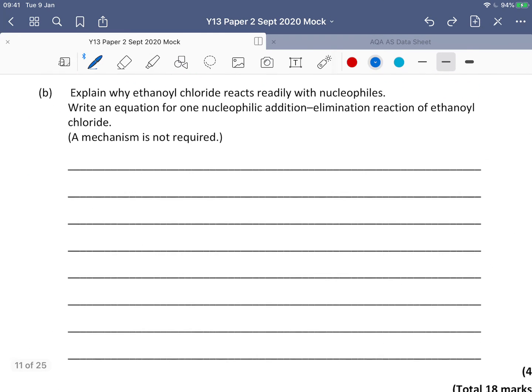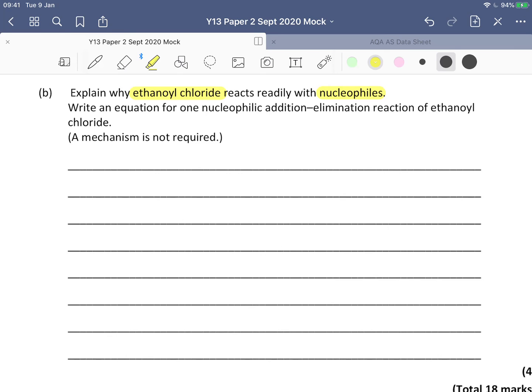All right, now I don't really like this question, to be fair, okay? What they want you to say to get 4 marks. But anyway, they ask you to explain why ethanoyl chloride reacts readily with nucleophiles. So I can sort of understand why they've taken the approach they do. We have to say something about ethanoyl chloride, but I think we also have to say something about nucleophiles, because it's not just why ethanoyl chloride reacts readily, it's why it reacts readily with nucleophiles. So we're going to have to say something about both of those things.